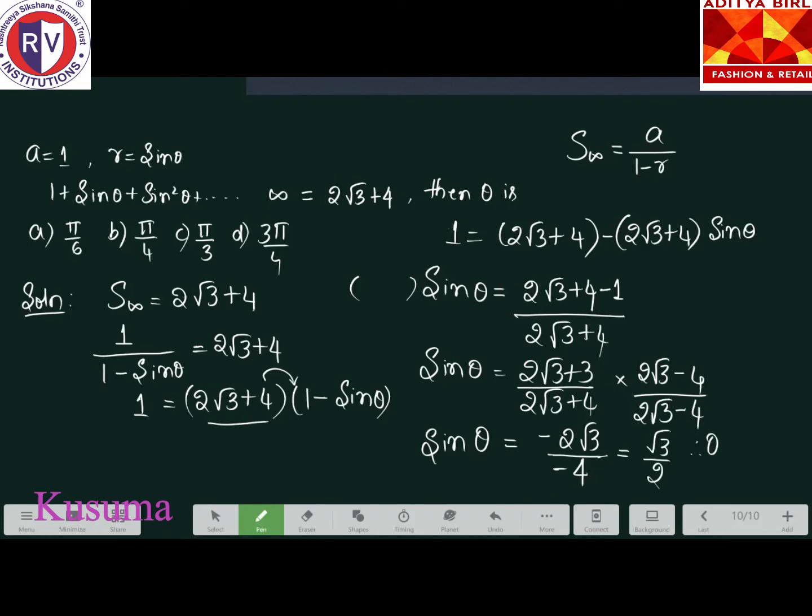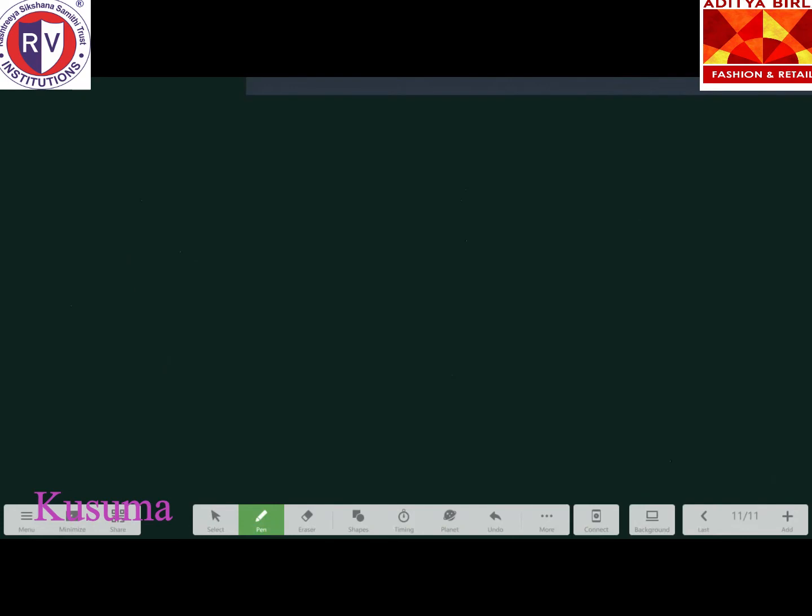Therefore, what is theta? Theta is sine inverse of root 3 by 2. That is, theta is equal to pi by 3. So this is your option C. Understood? Look at the next question.